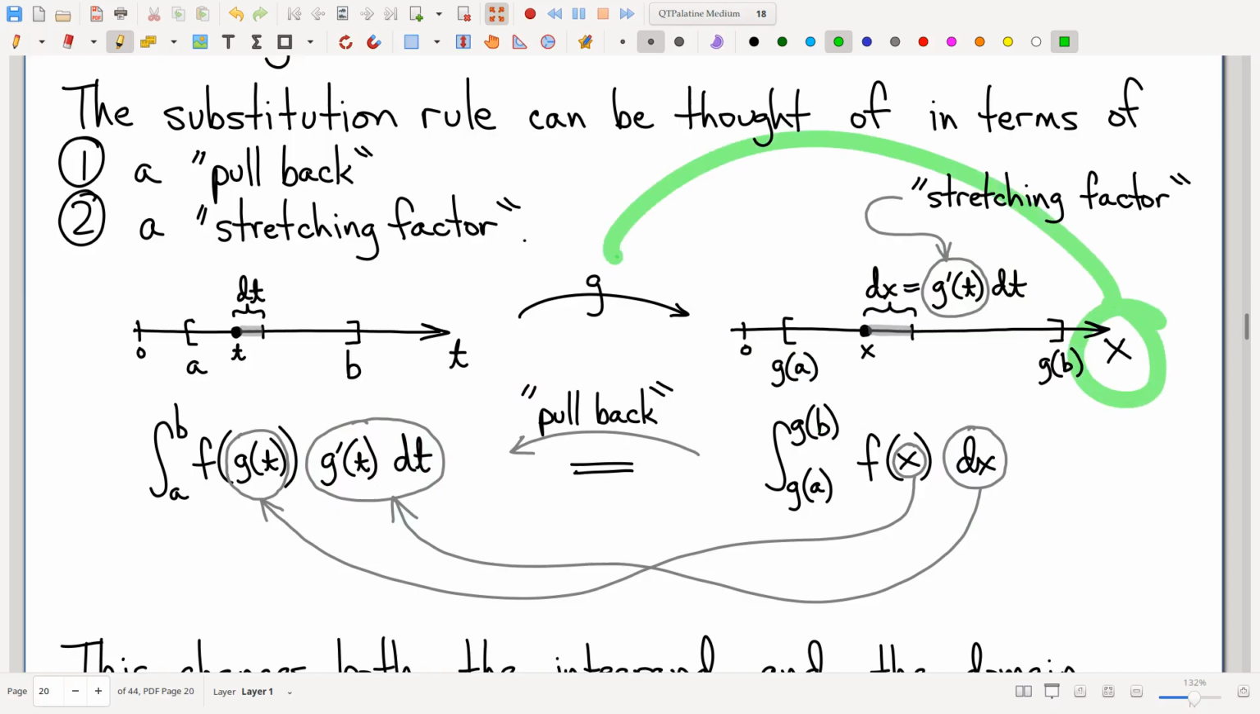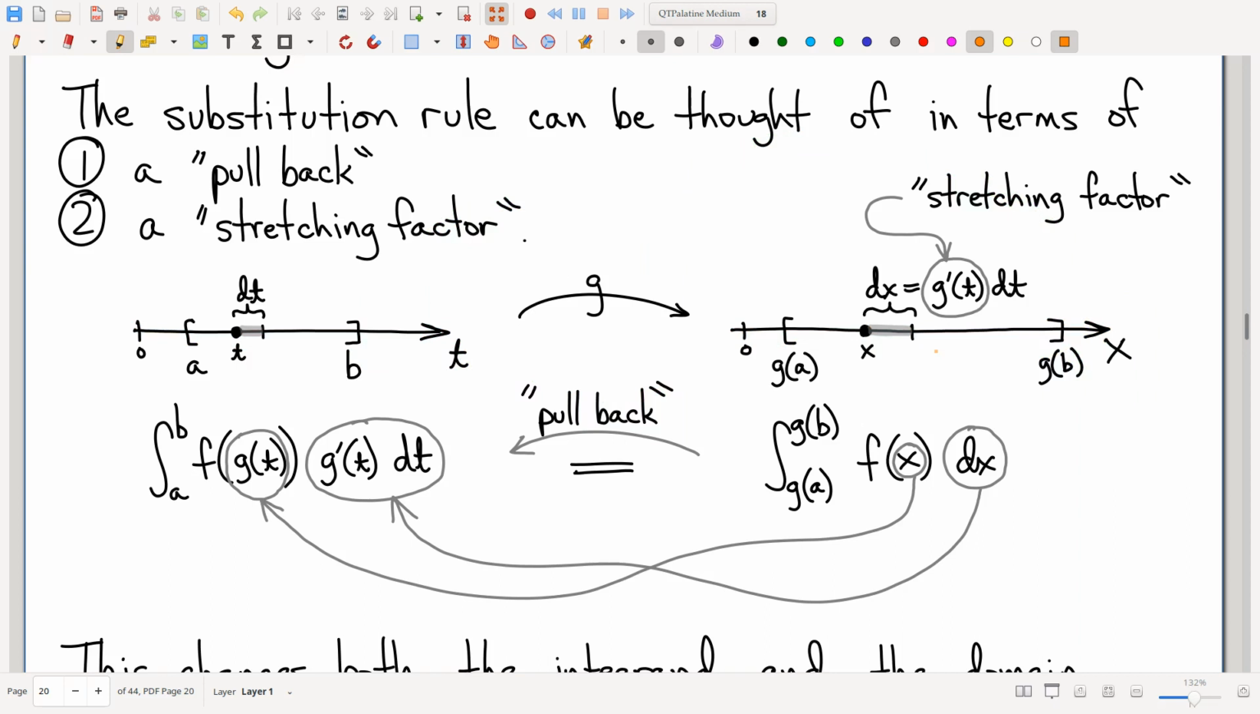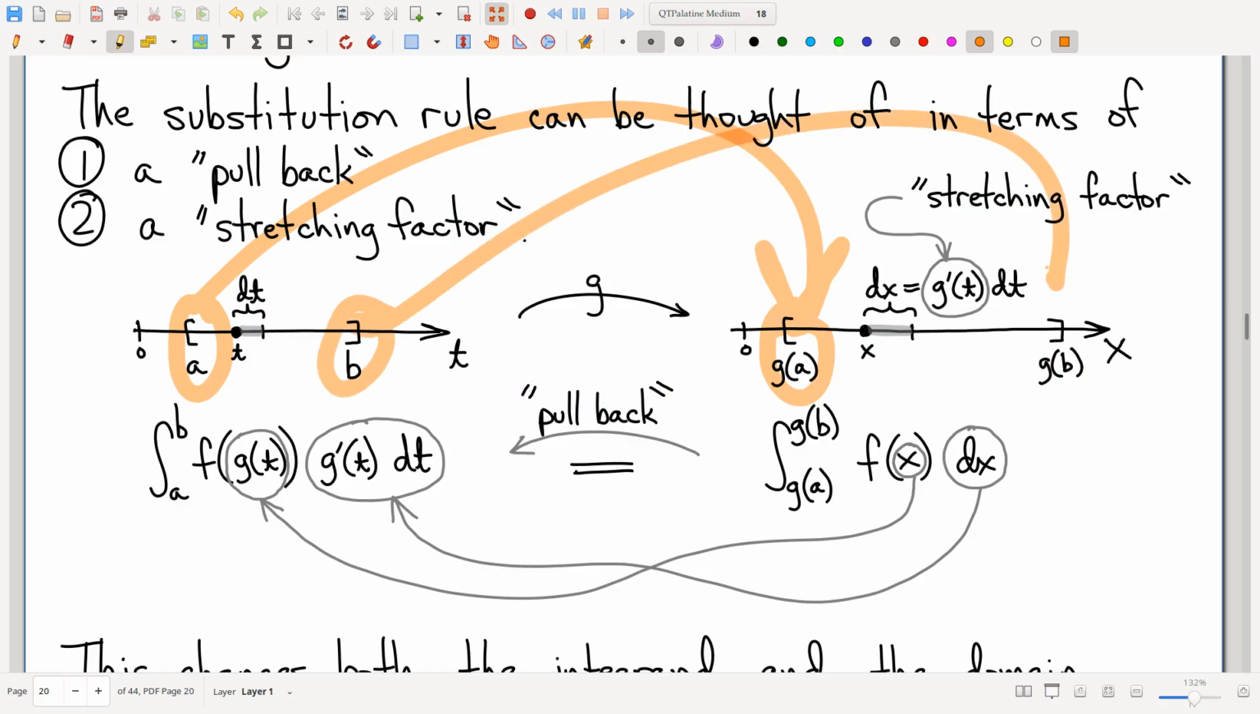x is g of t. You'll notice I'm representing this now where I have the t-axis as my domain and the x-axis as my target. So t is the input, x is the output, and g is the function that takes me from here to there. A couple obvious comments. a goes to g of a. b goes to g of b. Of course it does.